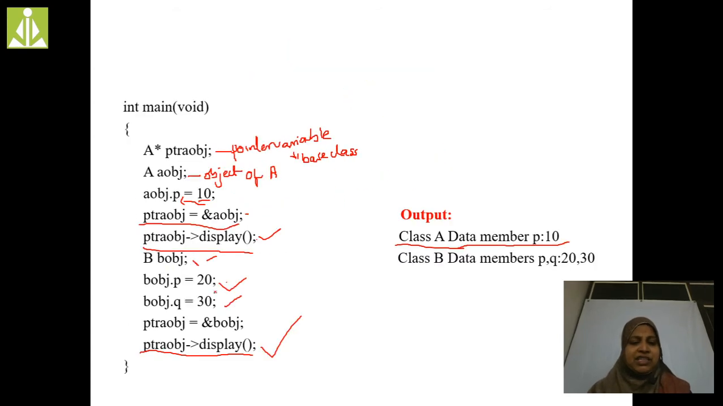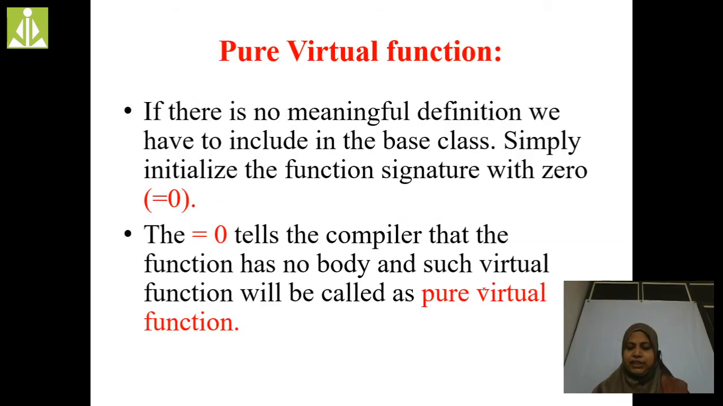Now by using this, I am referencing the second B object. I am assigning the reference of the B object to the pointer variable and I am going to call the display method. Whenever I call this display method, directly control is transferred to the class B data members P comma Q, 20 comma 30. Right? Up to here is it clear?